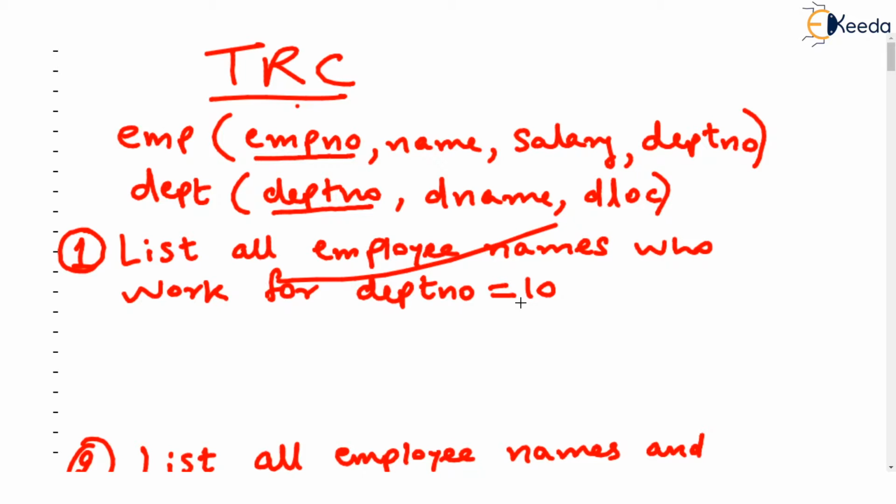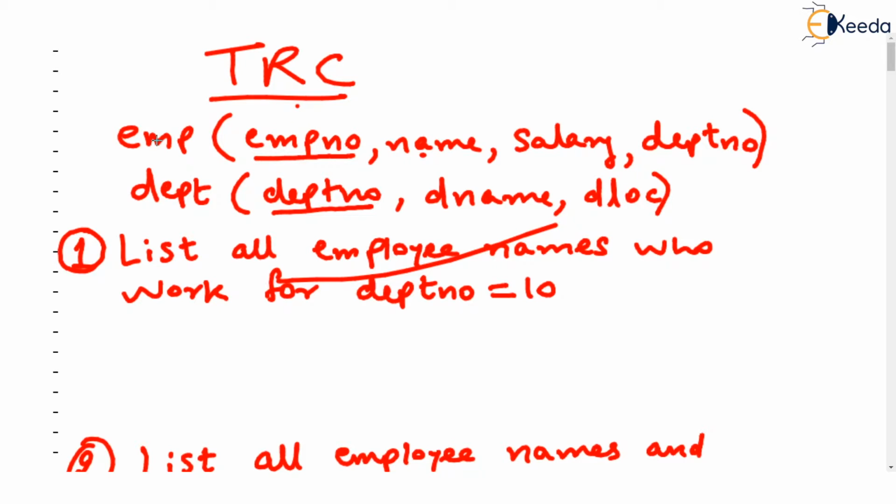Now just think over it, we have to list the name. Here is the name. Employee name has to be listed for those employees who work for a department number. Here is the department number, isn't it? If the department number is 10, only then that name should be listed. So what do you understand? How many relations are involved in this particular query? Only one relation, called EMP.